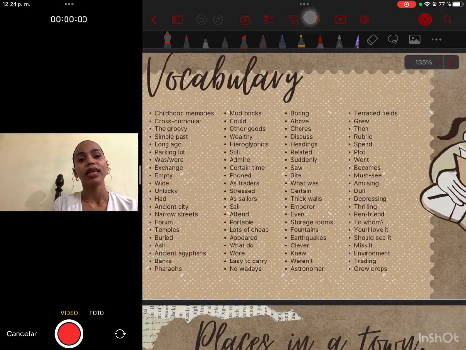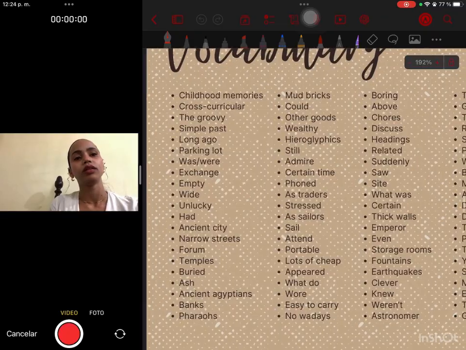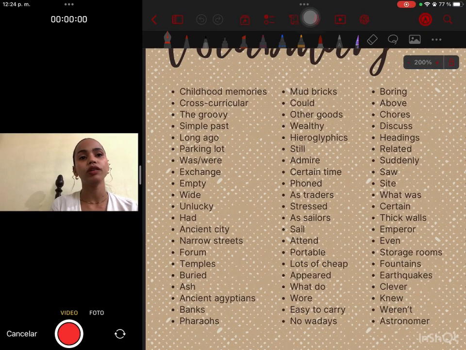Vocabulary. This is the vocabulary you all saw in module 5. So childhood memories, cross-curricular, simple past, long ago, parking lot, was, word, exchange, empty, white, unlucky, hat, ancient city, narrow street, forum, temples, buried.